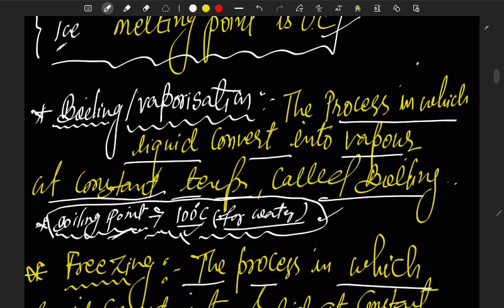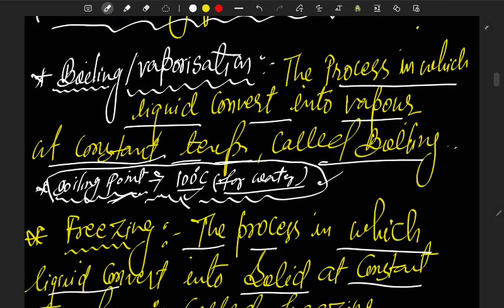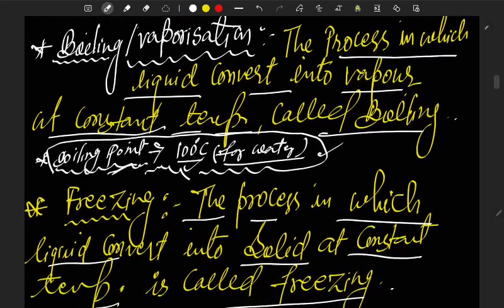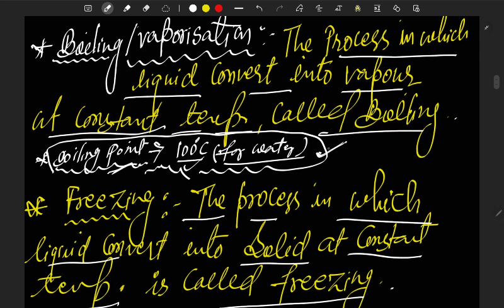Now the second point is boiling or vaporization. Boiling or vaporization is the process in which liquid converts into vapor at constant temperature. There is a boiling point. Boiling point is the temperature at which liquid converts into vapor. For example, water has a boiling point of 100 degrees Celsius, because water starts converting from liquid to gas at 100 degrees Celsius temperature.